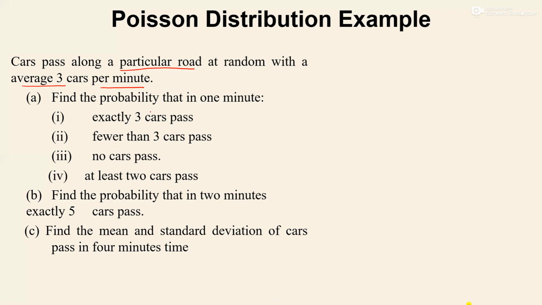Then find the probability that in 1 minute, exactly 3 cars pass. Here the binomial is not appropriate, because to apply the binomial we have to know the number of trials and the probability of success. But here we only know the average number of cars passing a particular road. So here only the Poisson distribution we can apply.